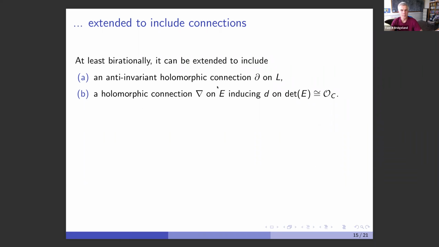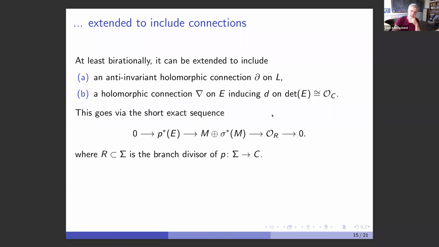So you can include the data of this anti-invariant holomorphic connection on L and a connection on E, which induces the trivial connection on the determinant. So how does this go? If you remember, E is the push forward of M, this line bundle M on the spectral curve.